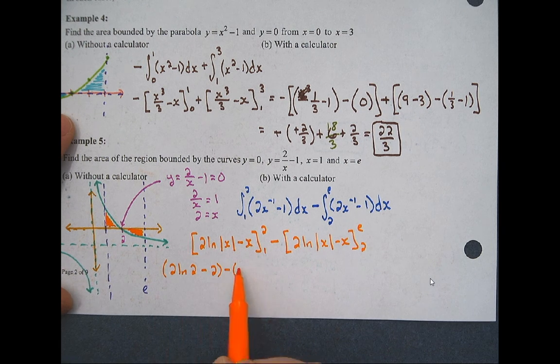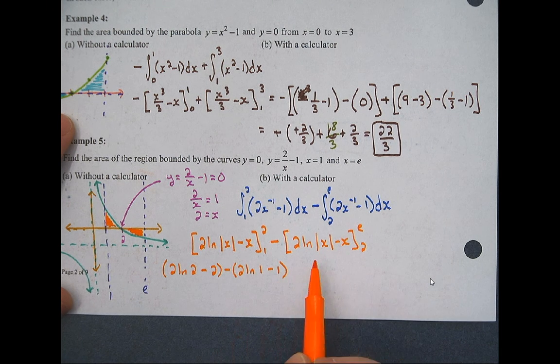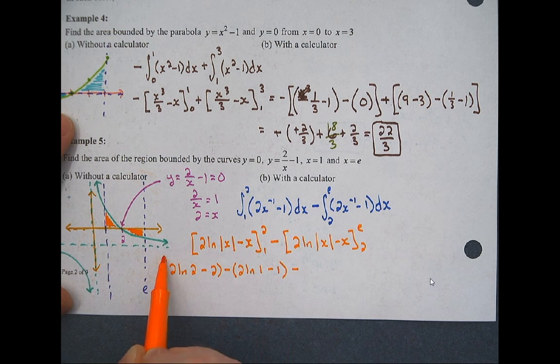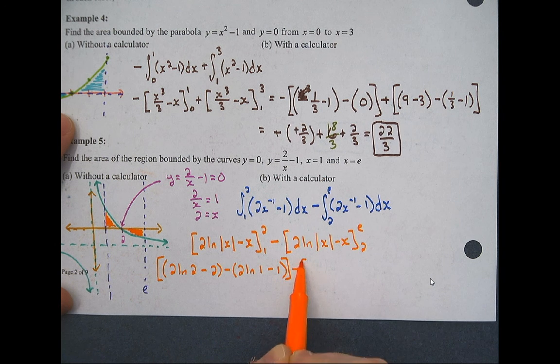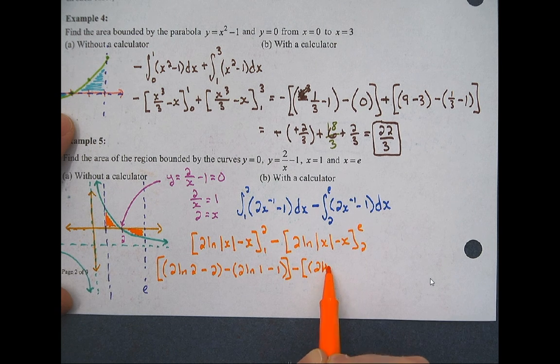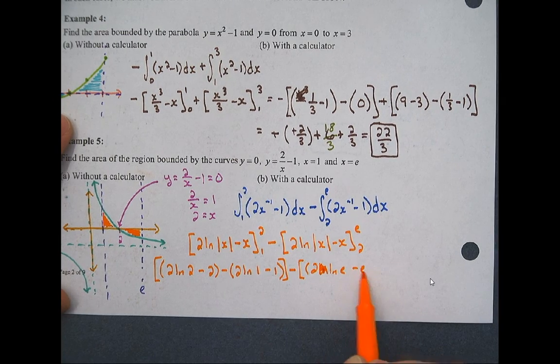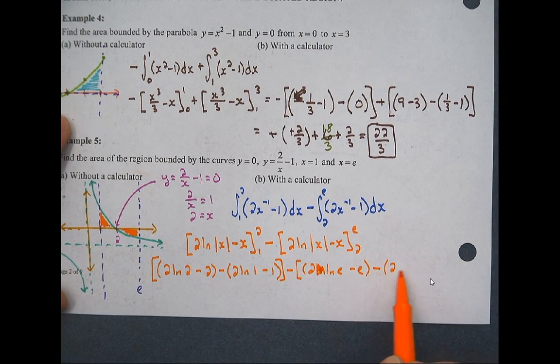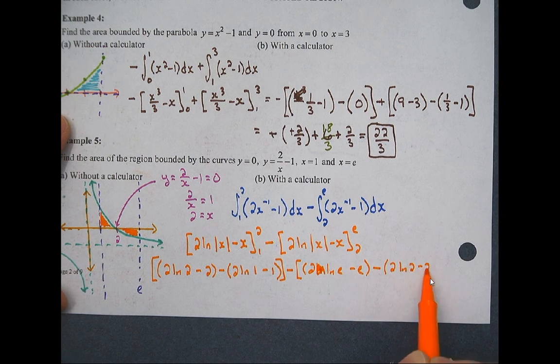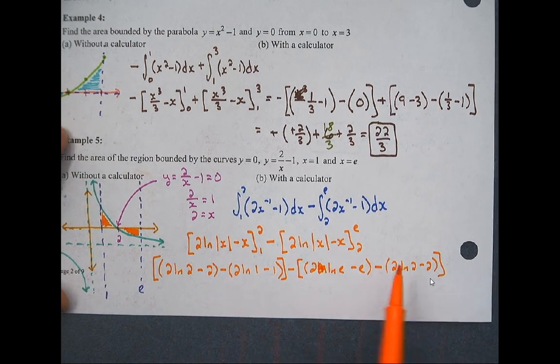Subtract. Now I put in 1. 2 natural log of 1 minus 1. Okay, now I'm going to subtract. Maybe it's better to leave brackets still here. So now this is going to become 2 natural log of e minus e, minus 2 natural log of 2 minus 2. Okay. If you can do that in your head and see if stuff cancels or cleans up, I don't know. I always have to do it the long way.